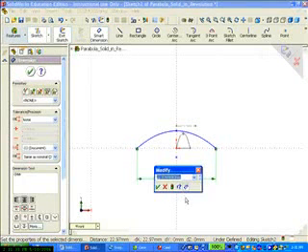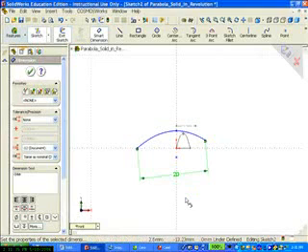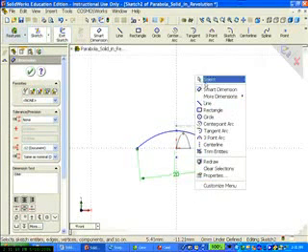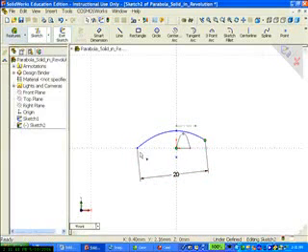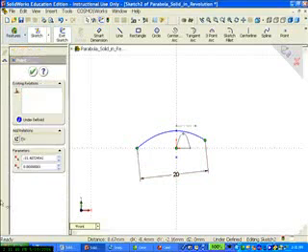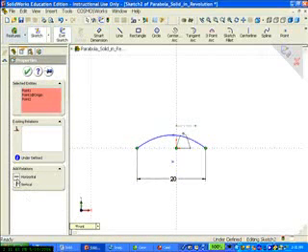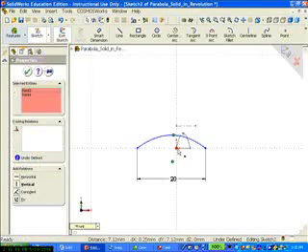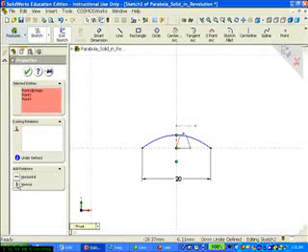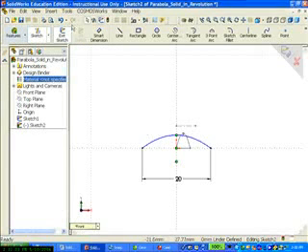I'm going to dimension the distance between the two endpoints of the parabola as 20. But notice I have not constrained the geometry to my x-axis. I right-click Select, click the endpoints of the parabola and the origin, and select Horizontal. Next, I will constrain the vertical points. I pick the loci of the parabola and the origin, and select Vertical. Now my parabola is symmetrical about the y-axis.